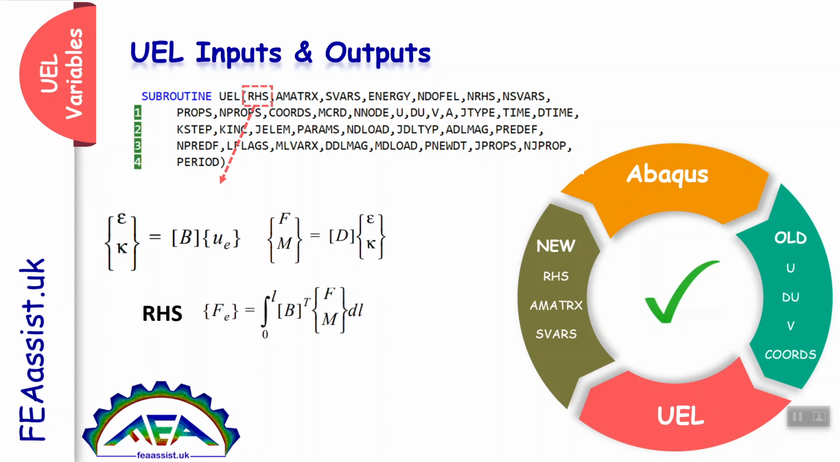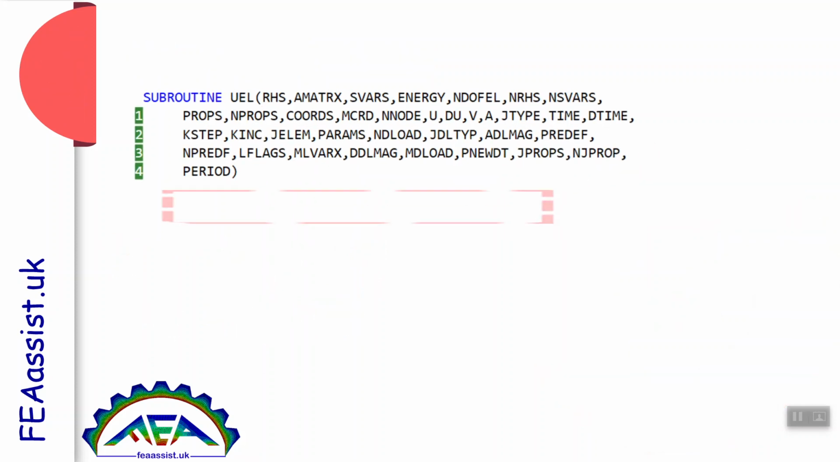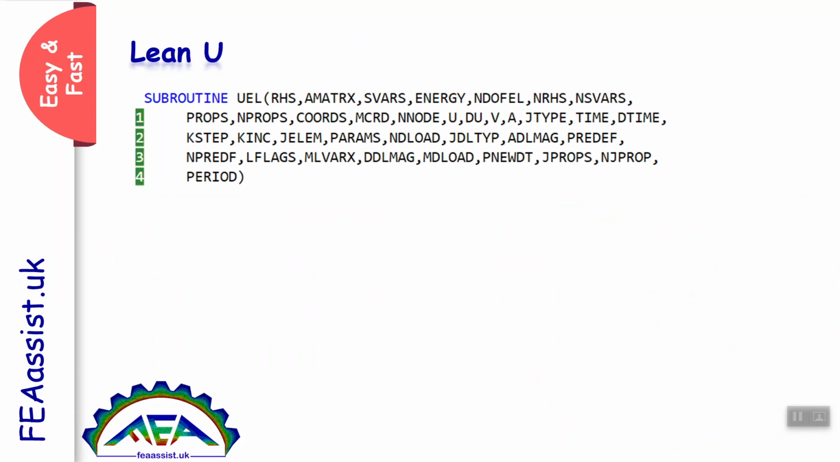So RHS is F, which, by combining these two equations, is the integration over the length, area or volume of the element of B F dl. So you understand what the RHS is that you need to update in your problem. It needs more explanation for the A matrix and all the variables.